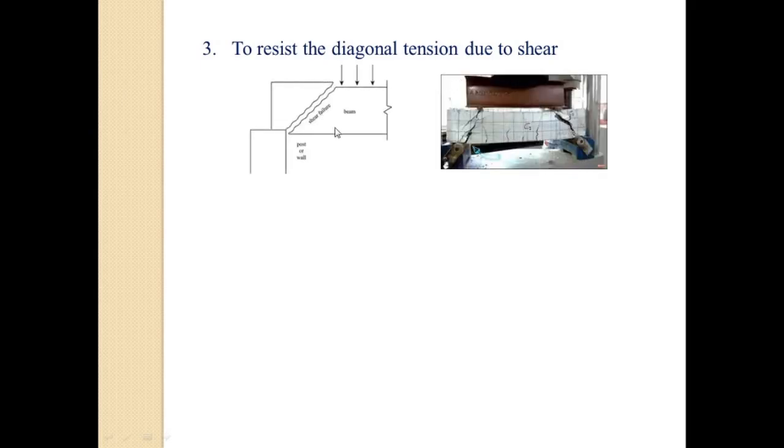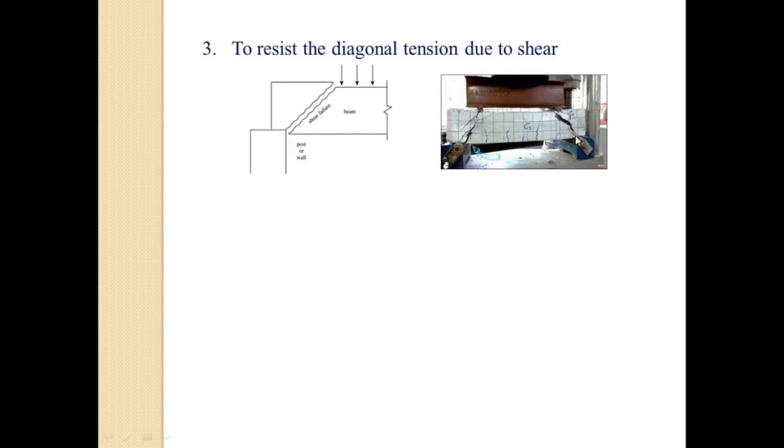Next is to resist the diagonal tension due to shear. In beams, stirrups are provided to resist the diagonal tension due to shear and hold the main steel in position. Here we can see the diagonal cracks due to shear, which we call a shear failure. Due to excessive load, a beam may fail in diagonal tension, that is in shear. Here, due to the two point loads, the beam fails in shear at the supports.